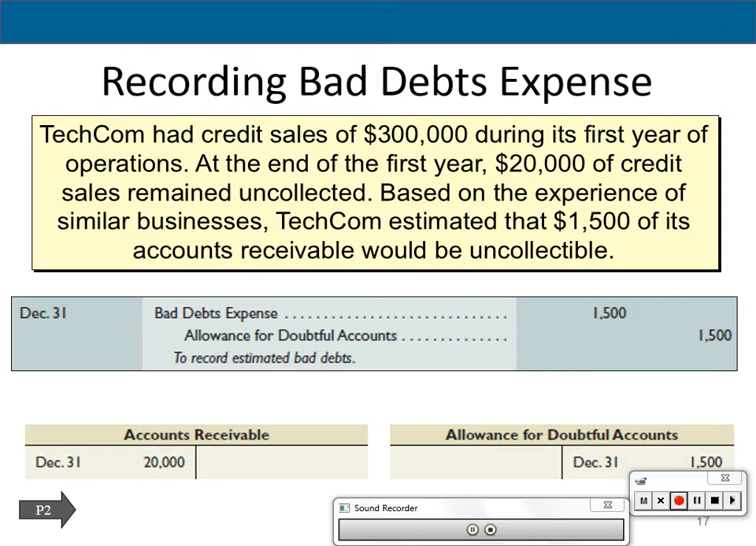Contra to what? Contra account is reducing accounts receivable. And what's its purpose? Just the balance, right? What's the contra account? It is a contra account. However, what is the purpose for allowance for doubtful? It should tell you that.